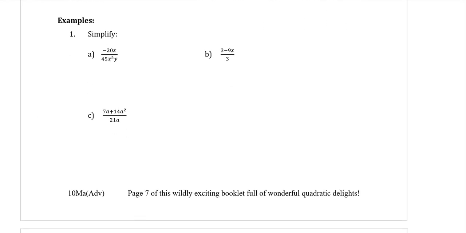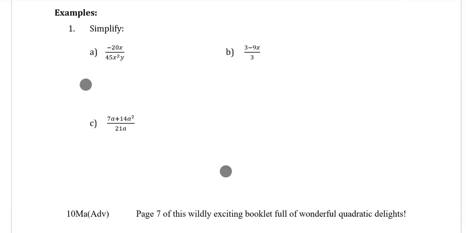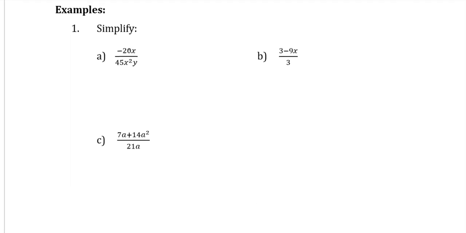So question 1, we don't have any multiplications or divisions in here. We want to simplify these fractions by finding common factors. So in A, we can see that we have 20 and 45 as our numbers. Each of those numbers can be divided by 5, which will give a 4 and a 9. I also have an x on the top that can cancel one of the x's on the bottom, so I'll cross the squared out so that there'll still be one left. So once everything is cancelled, all that remains is minus 4 on the top and 9xy on the bottom.